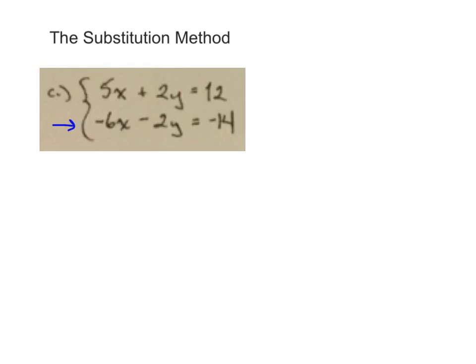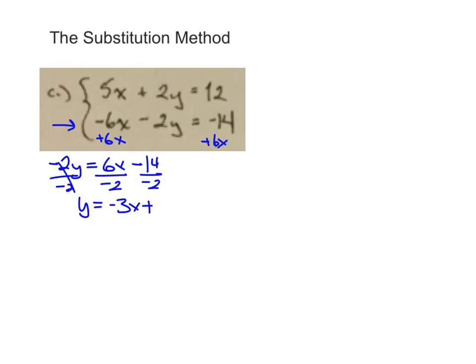So I'm going to solve this equation for y, which means first add 6x to both sides. You'll have negative 2y is equal to 6x minus 14. Then divide everything by the negative 2. y is equal to negative 3x plus 7. Now we have it solved for one variable. I'm going to take that expression, plug it into the other equation for y. So when I rewrite that top equation, 5x plus 2y, I use a set of parentheses, and then plug in my negative 3x plus 7.